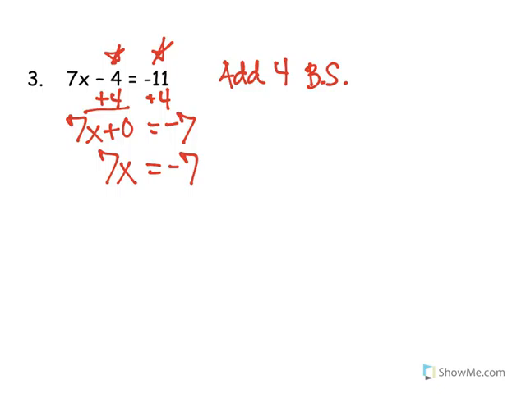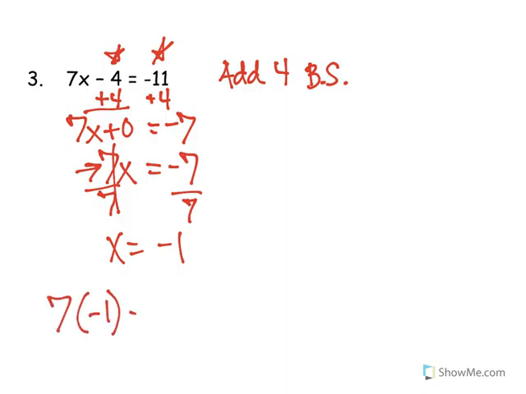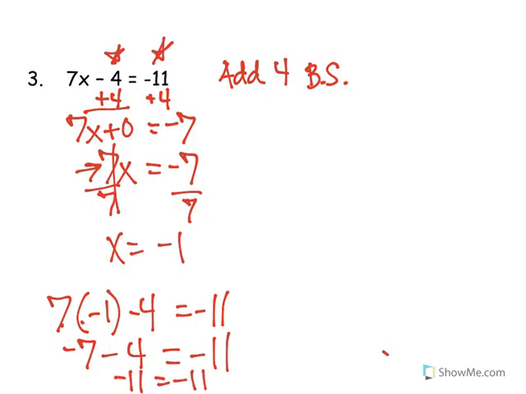Okay? Now it's 7 times x. Getting rid of something that's multiplied. Divide. Good. So I'm going to divide both sides by this 7 that's here on the left. X equals negative 1. Okay? Good. Done with that. If we need to check it, 7 times negative 1 minus 4 equals negative 11. Plug in the answer you got. 7 times negative 1. Negative 7 minus 4 equals negative 11. Negative 11 equals negative 11. Yeah. Our answer of negative 1 is correct.